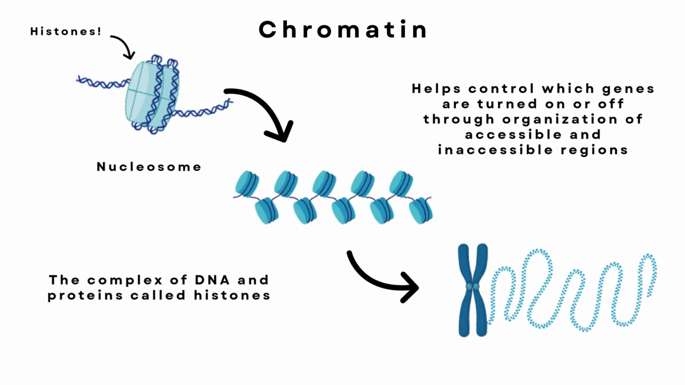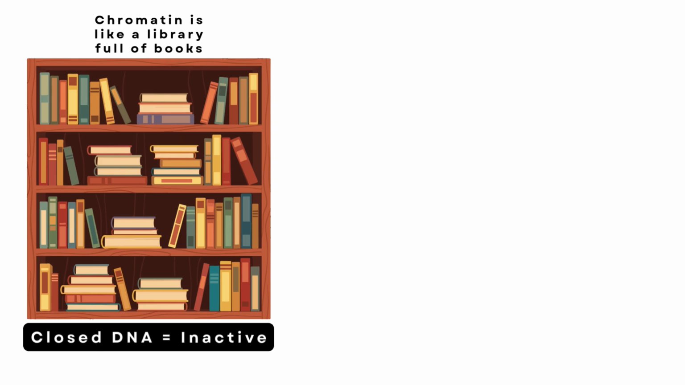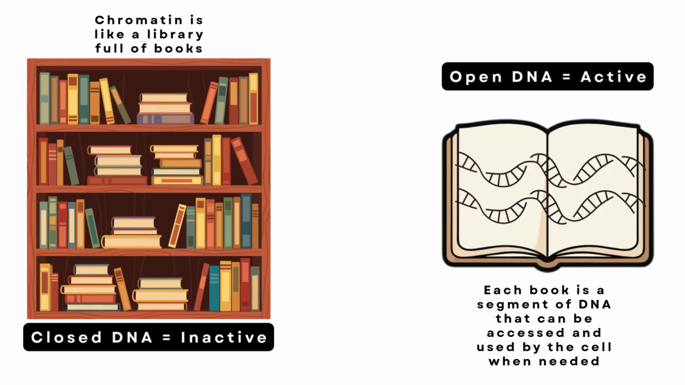This forms the structure of chromatin within the nucleus. Chromatin can help control which genes are turned on or off through organization of accessible and inaccessible regions. Think of chromatin like a library of books. When the books are closed on the shelf, the DNA is inactive and genes are not being expressed. Each book is a segment of DNA that can be accessed and used by the cell when needed. When the book is open, the DNA is active and genes are expressed.